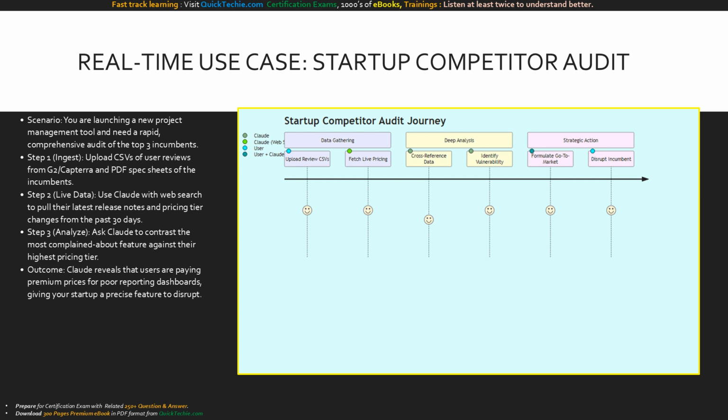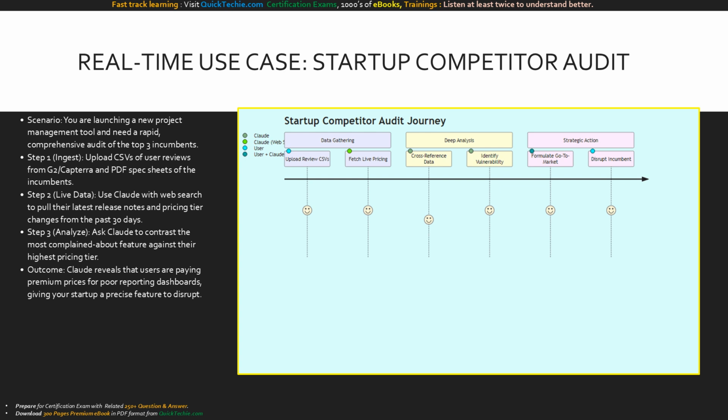Step 3 is the deep analysis. You ask Claude to cross-reference the most frequent customer complaint against their highest pricing tier. The outcome: Claude reveals a massive vulnerability. Enterprise users are paying top dollar, but are furious about clunky reporting dashboards. You now have your exact go-to-market strategy. You build a better reporting dashboard and market directly to their frustrated enterprise clients.